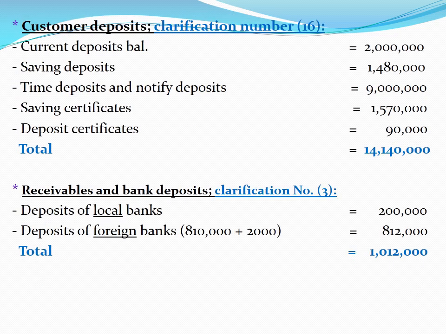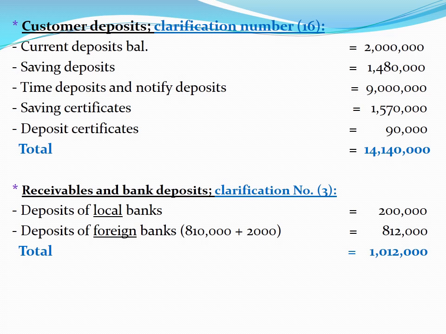Now, customer deposits. Customer deposits means a liability of the bank. That's why you will find customer deposits in the credit balances of the trial balance. Many items we add together, no adjustment regarding it. Clarification number 16. Current deposit balance 2 million. Saving deposit 1,480,000. Time deposit and notified deposit 9 million. Saving certificates 1,570,000. Deposit certificates 90,000. The total appearing in the liability and equity side 14,140,000.